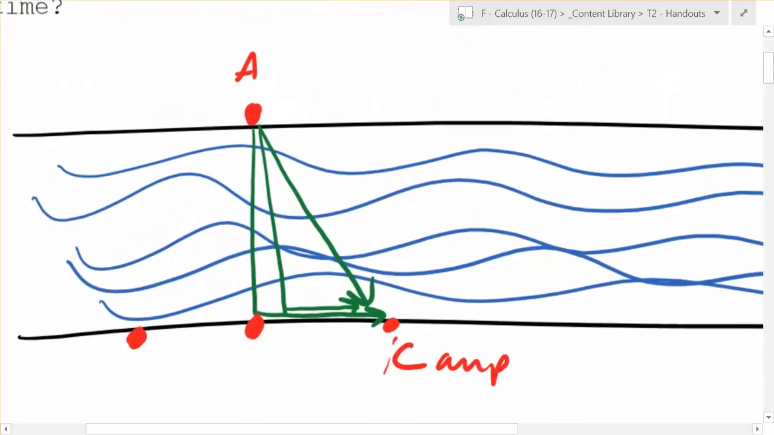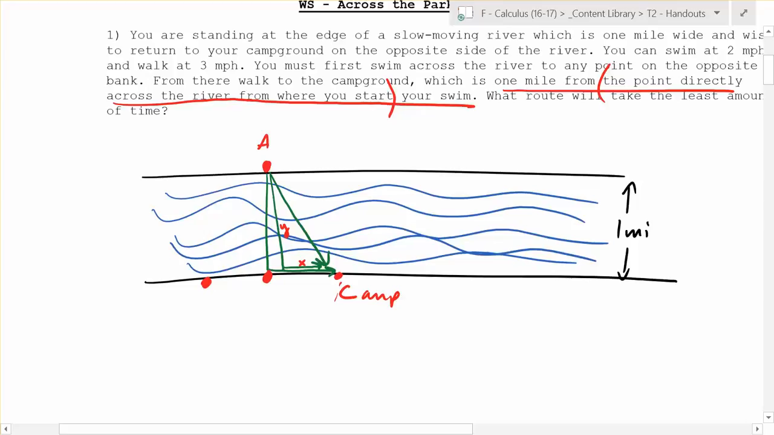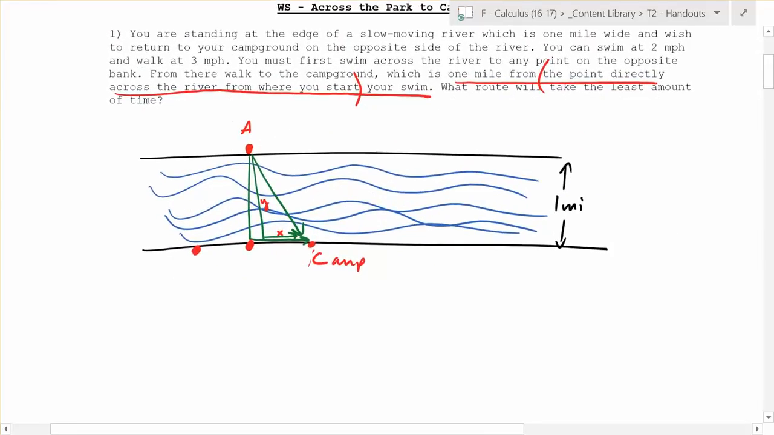So let's label this here. Let's label this distance x that you walk on the ground, and then y as the distance you swim. So what's the time function going to be? You want to minimize time, right? So time, in this case, is going to be what? X over 2, y over 3. Plus y over 3. Exactly. Do you see where that came from?